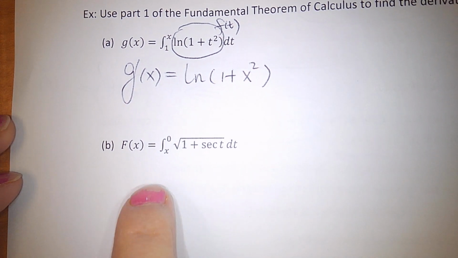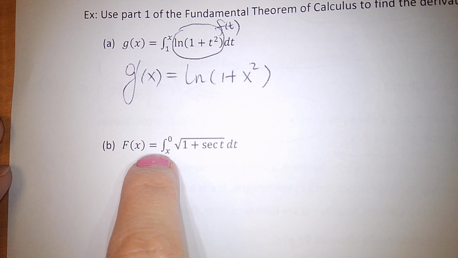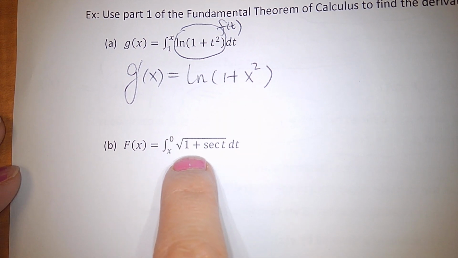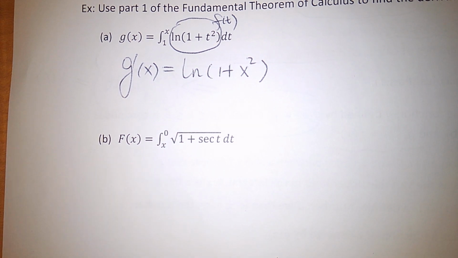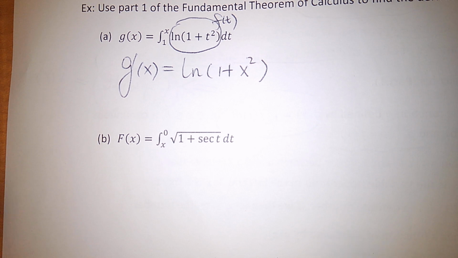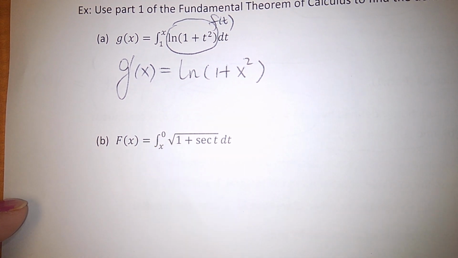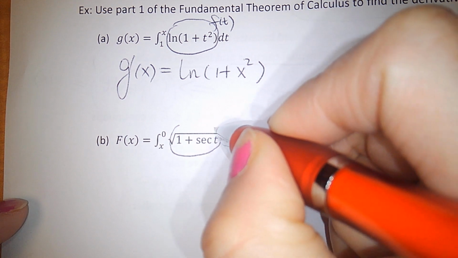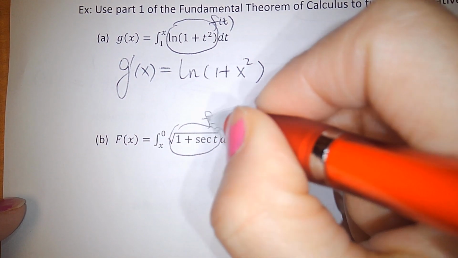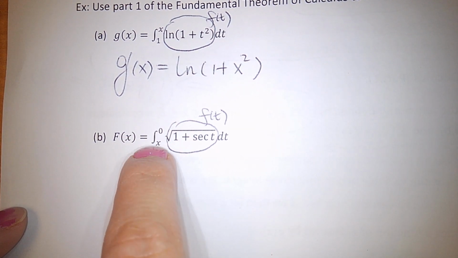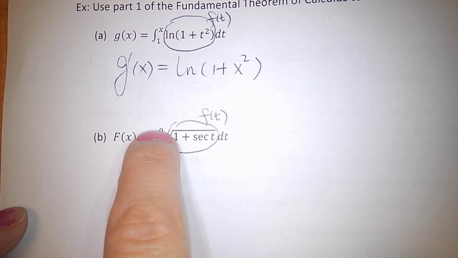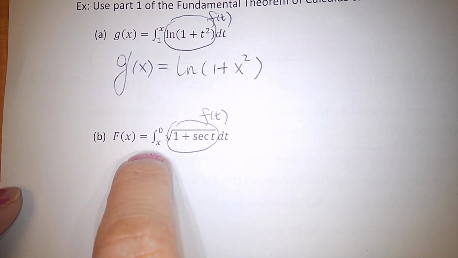Question 2. If capital F of x is defined by the integral from x to 0 of the square root of 1 plus secant of t dt, how do we differentiate capital F? Can we use our fundamental theorem part 1 directly? What is f of t? This is easy to find, right? This is f of t. But is this integral given from a to x? No, but we have to make it a to x.